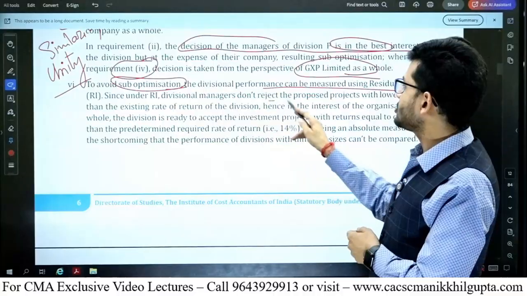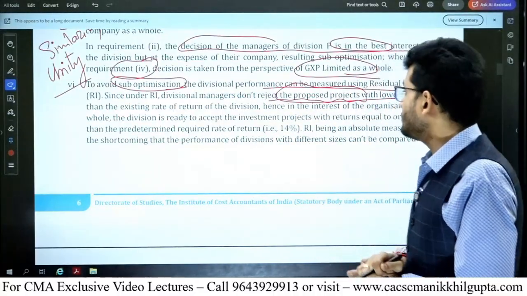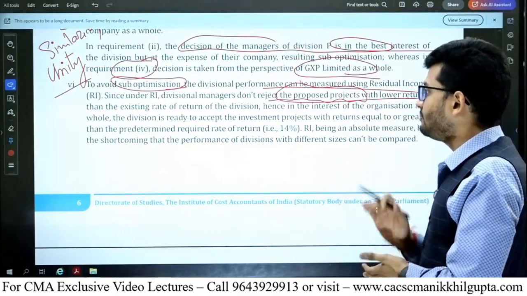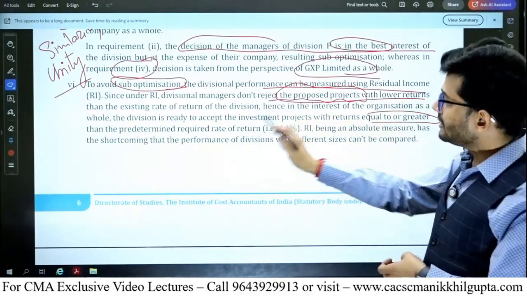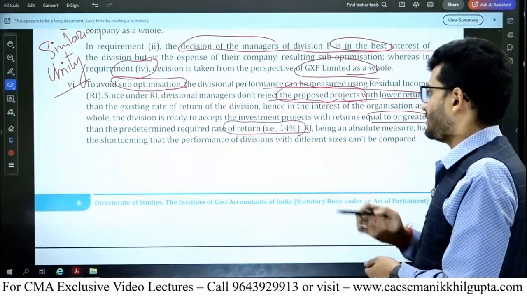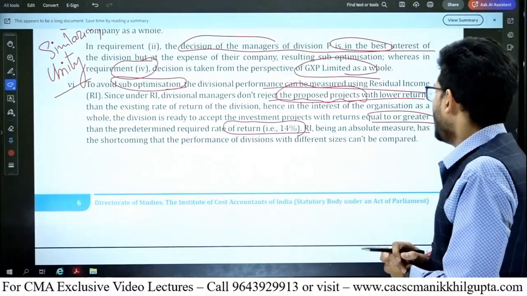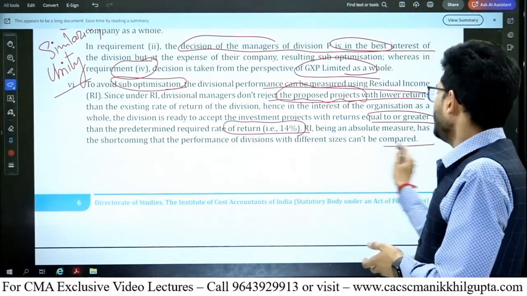Since residual income is used, division managers don't reject proposed projects with lower returns than the existing return of the division. Hence, in the interest of the organization as a whole, the division is ready to accept investment projects with a return equal to or greater than the predetermined required return of 14%. RI, being an absolute measure, has the shortcoming that the performance of divisions with different sizes cannot be compared.